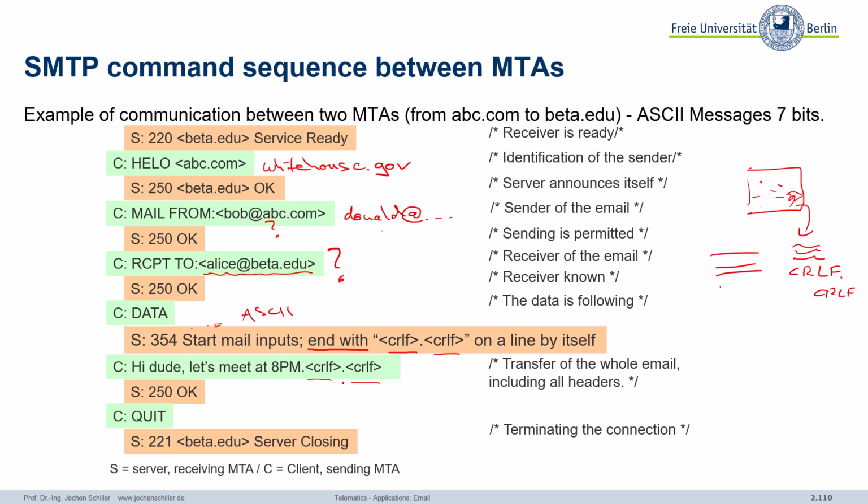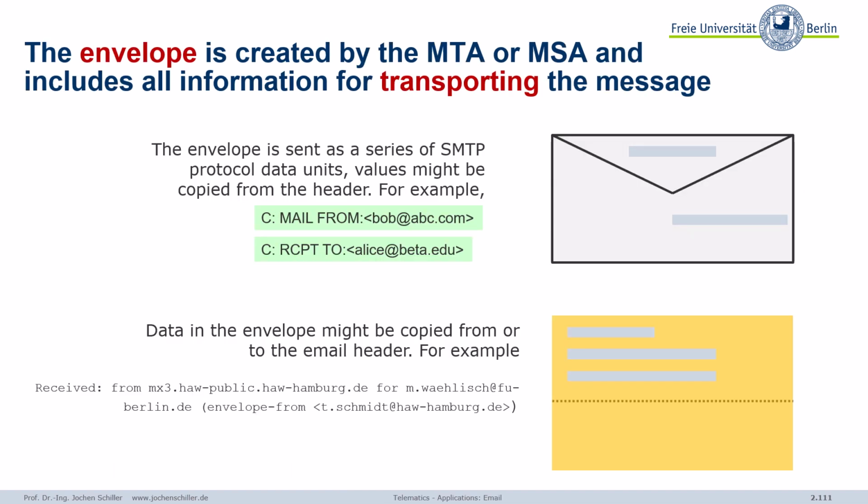Okay, so now, who creates envelopes? You write your email. You as a user and your user agent, you're not involved in this transfer stuff. That's something between the MTAs. But how does it start? Here, this example shows you what goes on in the middle between two MTAs. Well, you write your content. And the envelope is created by the MTA, MSA at the beginning. And the envelope is needed for transporting the message.